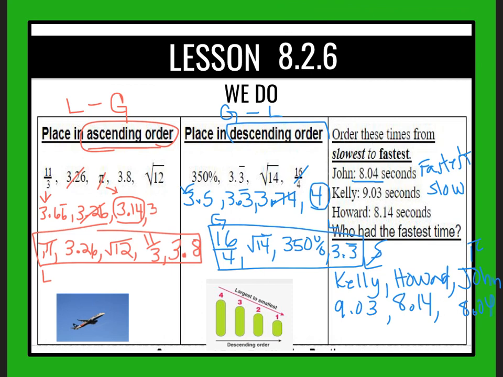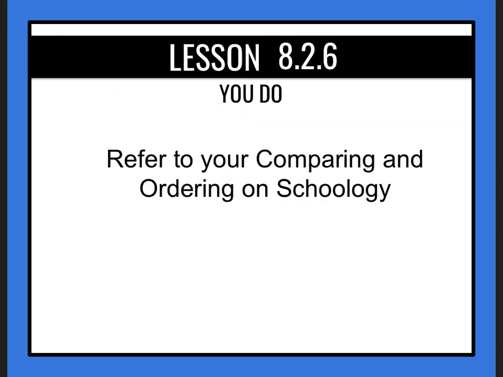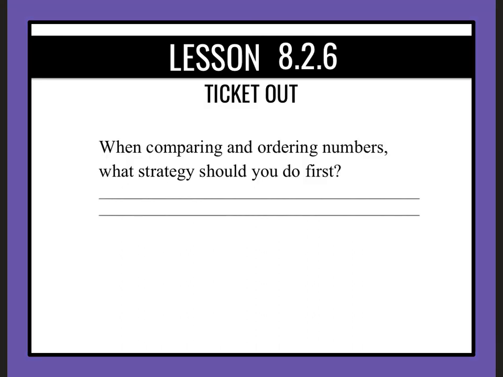All right, now an opportunity to do is compare and order on a Schoology assignment, so make sure you refer to that. And think it out, think about it. What were the strategies that we used when we were comparing and ordering numbers? Okay, we should always convert to decimals first, and also use number lines to help us. Make sure that you are also typing your numbers appropriately.